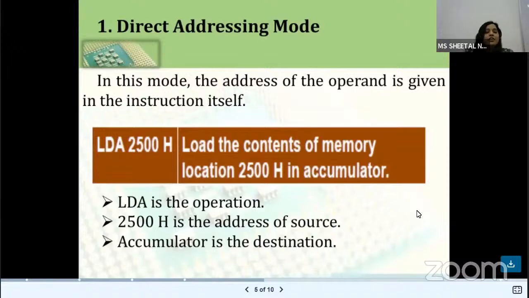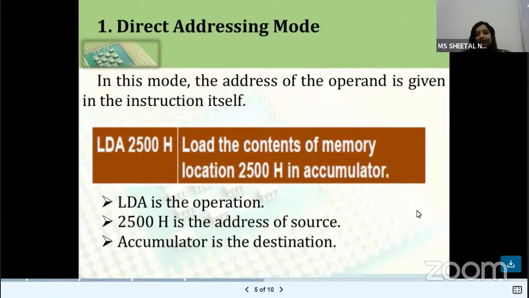Now, what will be the output of this instruction? What is the full form of LDA? Load accumulator directly with the contents of memory location 2500. What is the meaning of this? The 8085 microprocessor can access 2 to the power 16 memory locations, which is equal to 64 KB, because the 8085 microprocessor has 16-bit address lines.